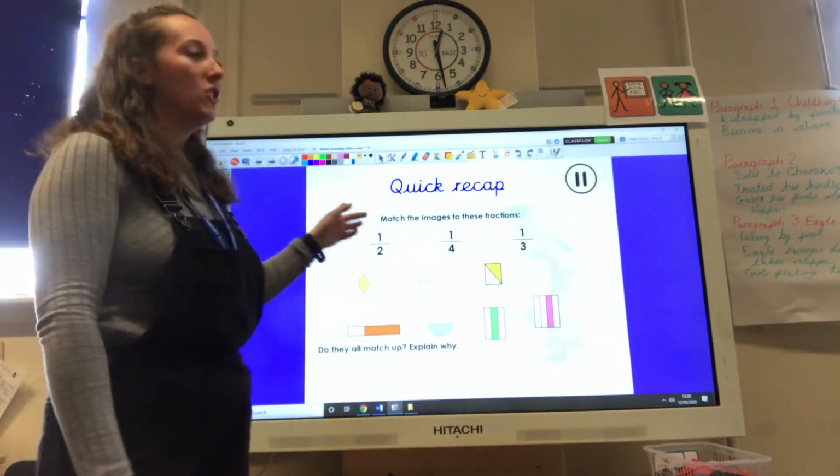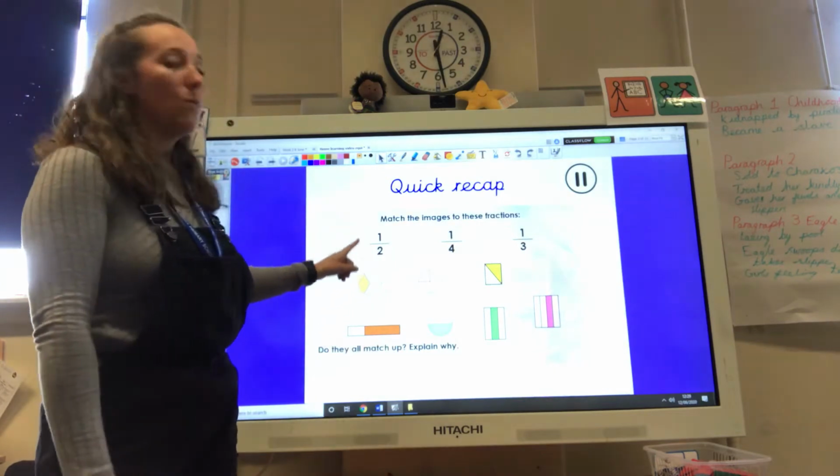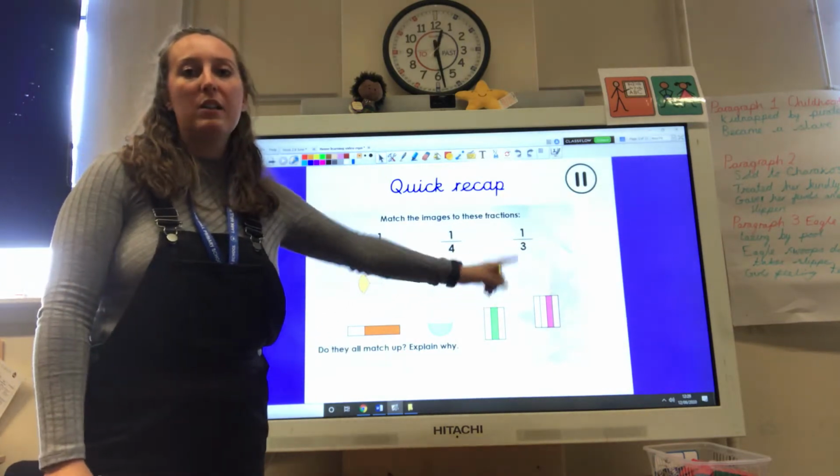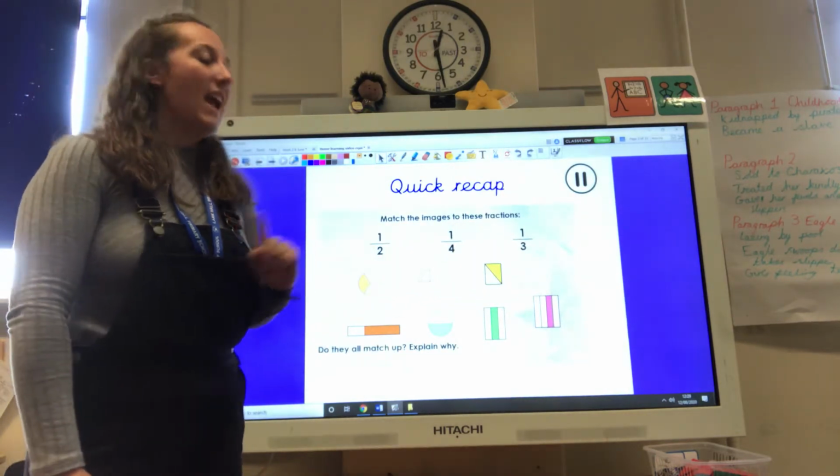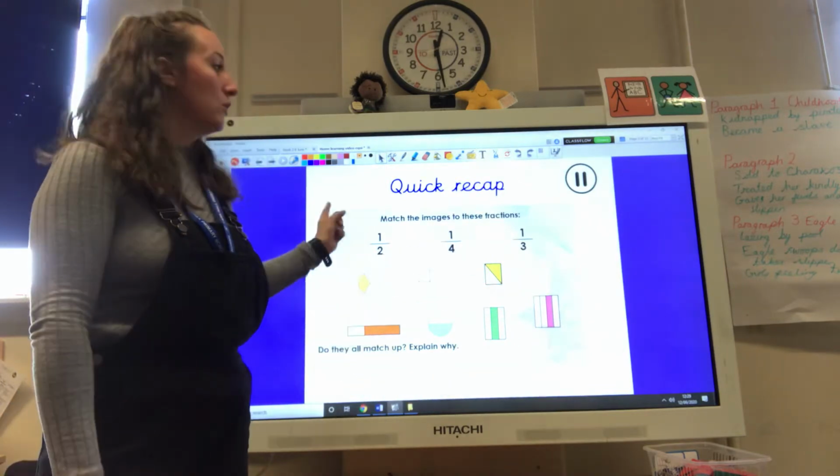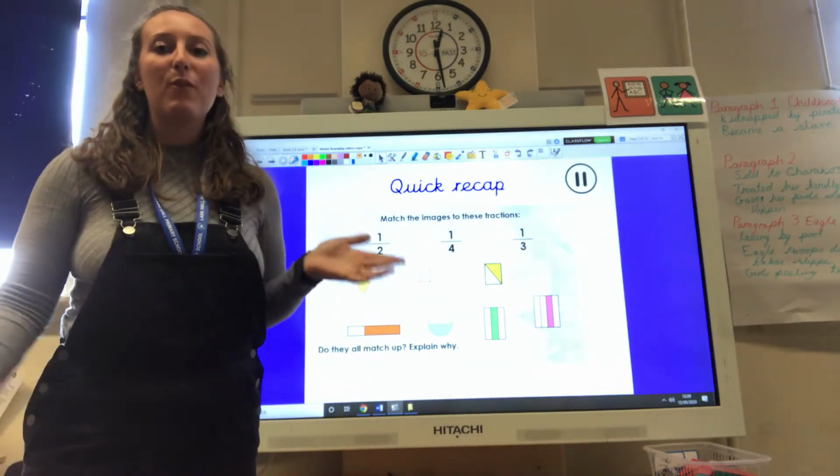I want you to match the images to the fractions. So I've got 1/2, 1/4 and 1/3. I want you to pause the video here and match these pictures of fractions to the fractions we have written at the top. Off you go.